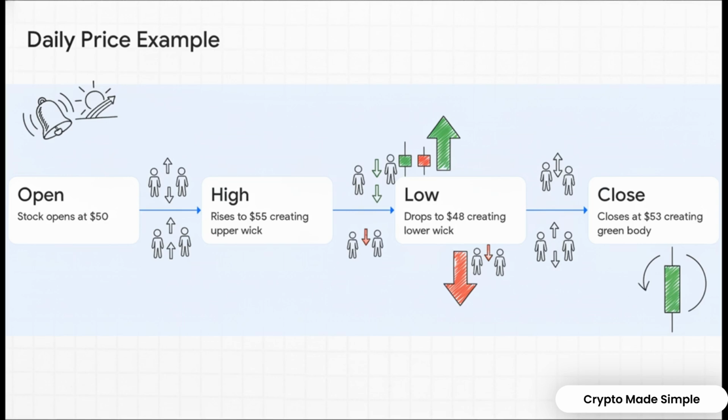But wait, the sellers strike back. Step 3. They push the price all the way down to $48. That's our low, creating the bottom of our lower wick. Finally, the dust settles and the day ends. Step 4. The stock stabilizes and closes at $53. Because that close at 53 is higher than our open at 50, our thick rectangle body spans exactly from 50 to 53, and we color it green. Boom! Just like that, you've perfectly read a bullish candlestick.